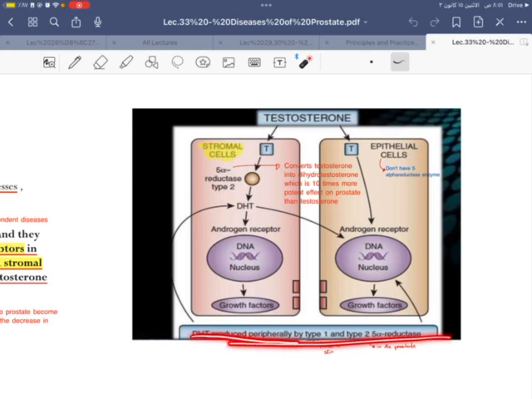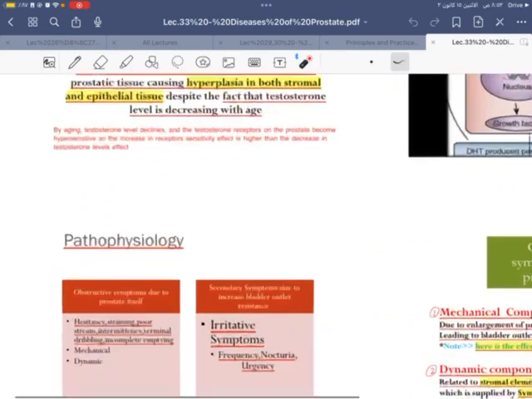Okay, there are two types. The one present in the prostate is type 2 5-alpha reductase, whereas type 1 is present in the skin and the liver. Okay. Remember this point, because we will talk about drugs shortly.